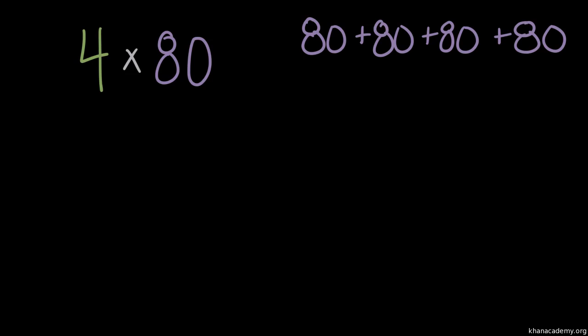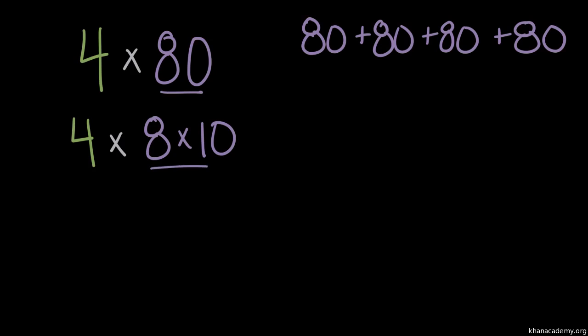But let's look at it another way. Let's try to stick with multiplication. And one way we can do that is to break up this 80. We know a pattern for multiplying by 10, so let's try to break up this 80 to get a 10. So if we have 4 times, and instead of 80, let's say 8 times 10. Because 80 and 8 times 10 are equal. Those are equivalent. So we can replace our 80 with 8 times 10.